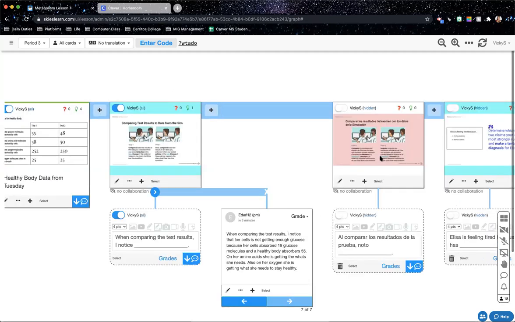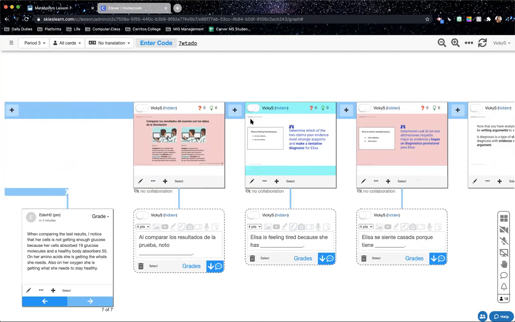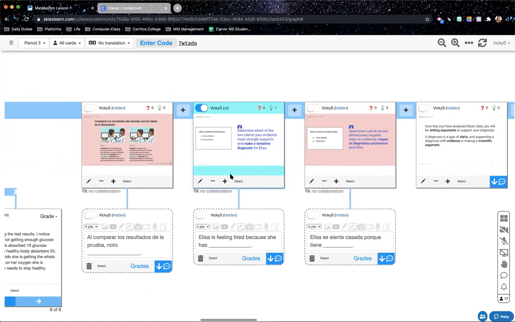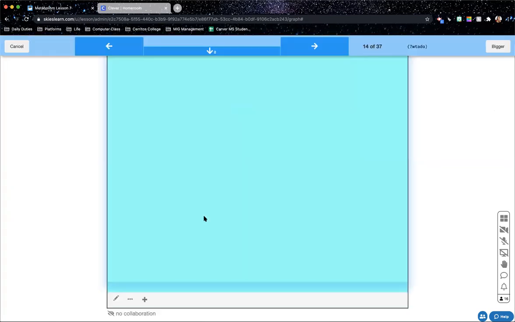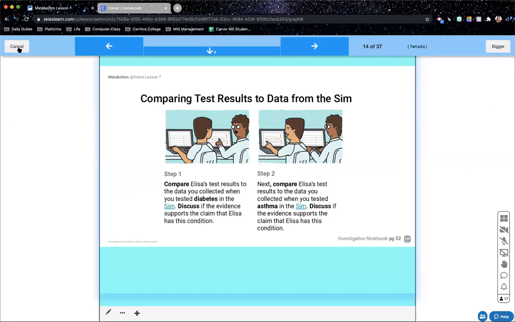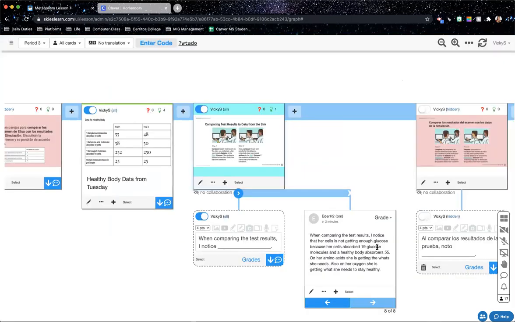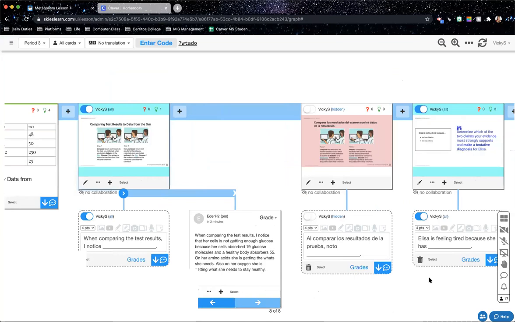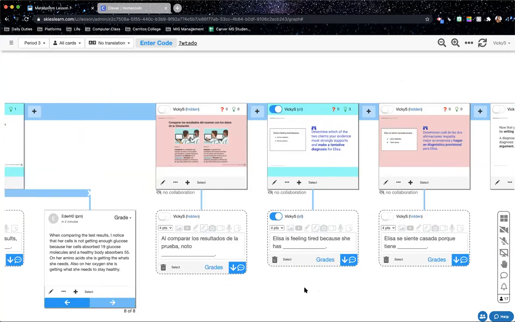Okie dokie. Alrighty, so your next one is, this is one word, what do you think Elisa has? So Elisa is feeling tired because she has, we learned about 2 things. Does she have asthma or does she have diabetes? You don't have to write why. You just need to write what you think she has. Diabetes or asthma? But if you want, you can type why.